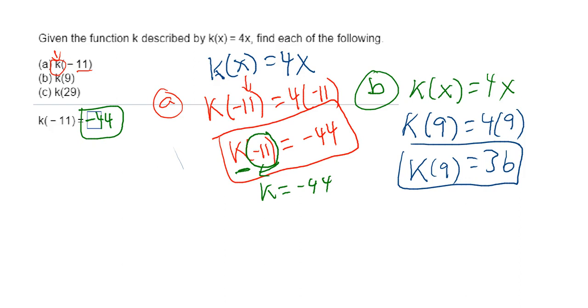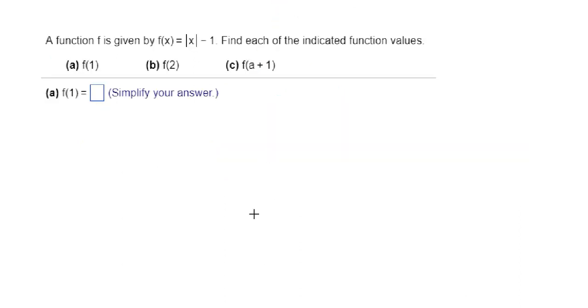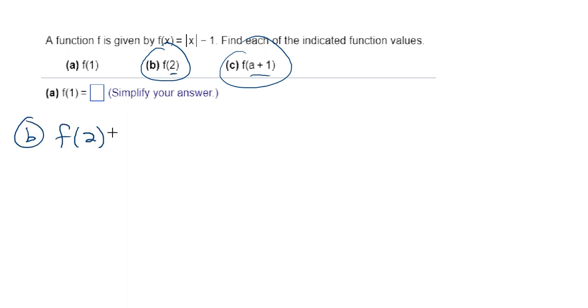All right, so that's how function notation works. Looks like we have one more example of this, so I'll just do maybe B and C here, because C is a little bit different because it's not just plugging in a number, we're plugging in a whole other variable. But let's go ahead and look at the case where we're just plugging in a number. So I want to find f of 2. That tells me I want to use this equation, f of x, which is equal to the absolute value of x minus 1.